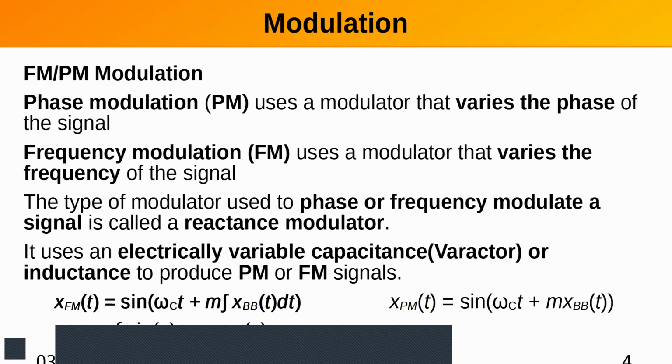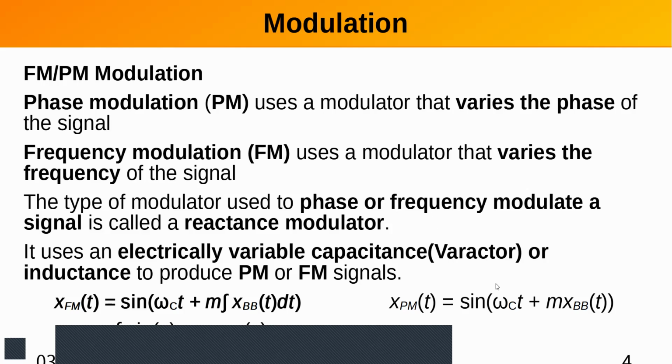So your modulating signal varies the reactance of a device like a varactor. Okay, and that reactance or varactor is part of your frequency circuit. So you're varying the frequency or the phase of the signal proportional to that modulating signal.